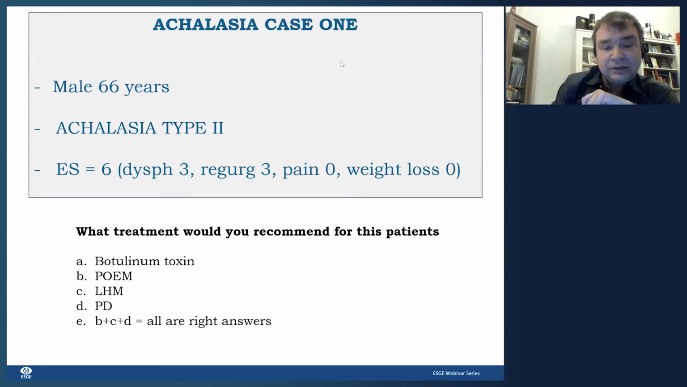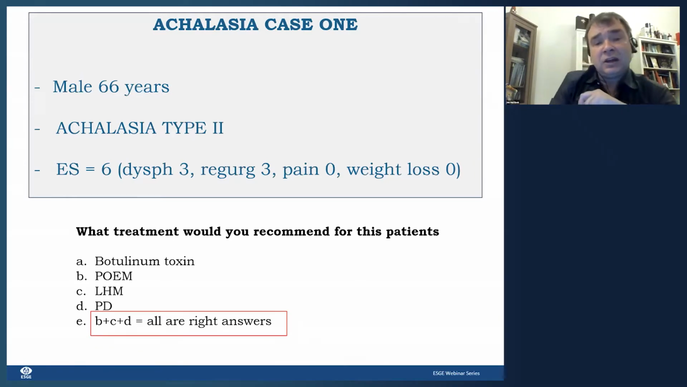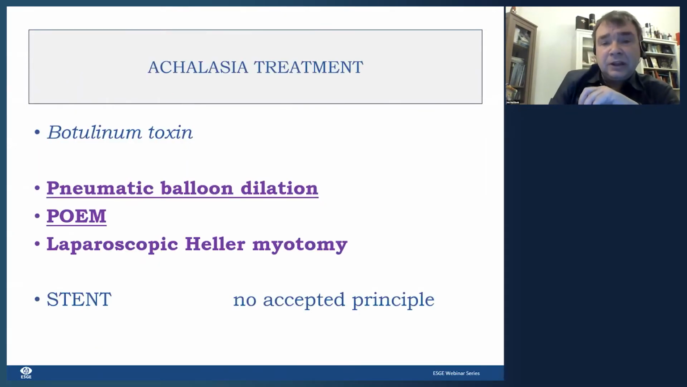According to the guidelines, the right answer is E. It means that POEM or laparoscopic myotomy or pneumatic dilation, all these treatments can be offered to a patient suffering from achalasia type 2. So in general, we have 4 options for treating patients with achalasia: botulinum toxin, pneumatic dilation, POEM, and laparoscopic myotomy. I would like to underline that stents are not an accepted principle for treating patients with achalasia.